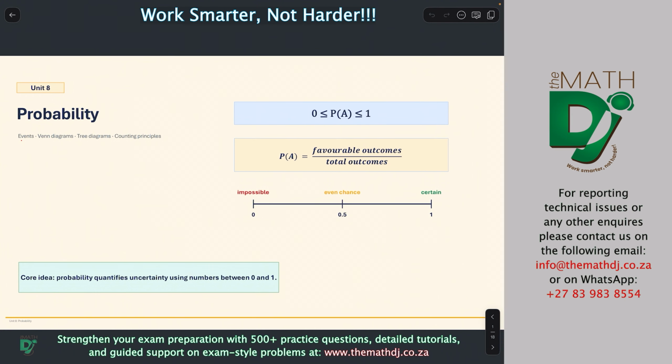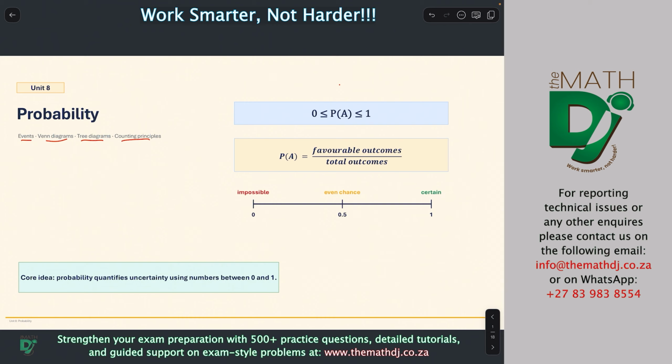Today we're going to focus on Unit 8, Probability, Grade 12 Mathematics under the CAPS syllabus. So we're going to discuss events, Venn diagrams, tree diagrams, and counting principles. So generally what's going to happen, we're going to talk of probability.